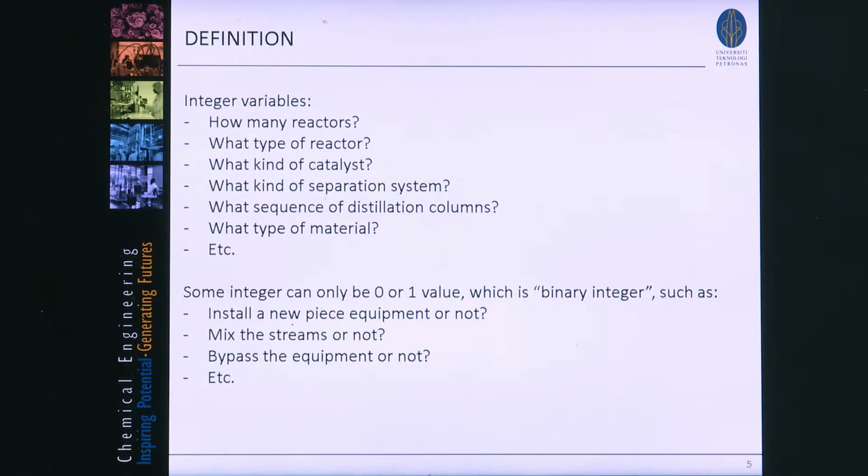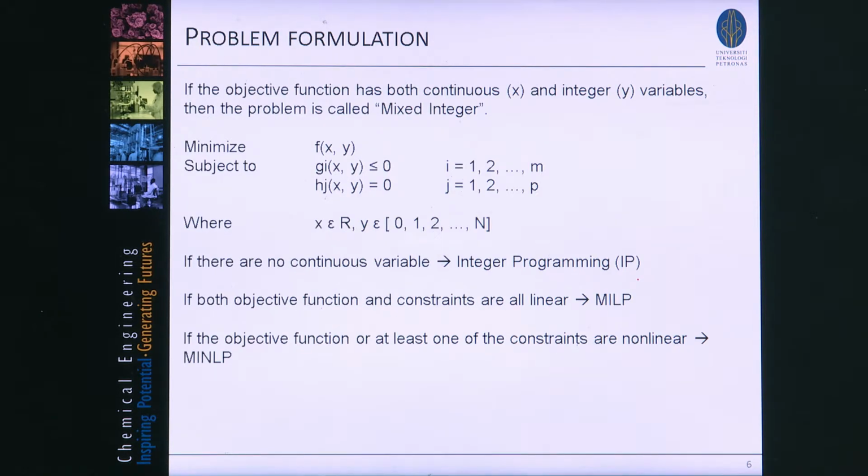Some of these integers can also be 0 or 1 value, which are then binary integers, such as: are we going to install a new piece of equipment or not? Are we going to mix the streams or not? If we say yes, that means it's 1. If it's not, then it means it's 0. We typically refer to continuous variables as x variables and integer variables as y variables. If we combine them, that means we have a problem called mixed integer.